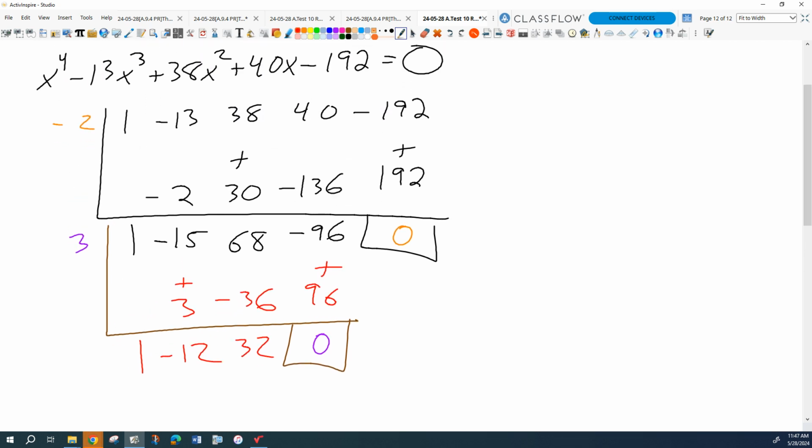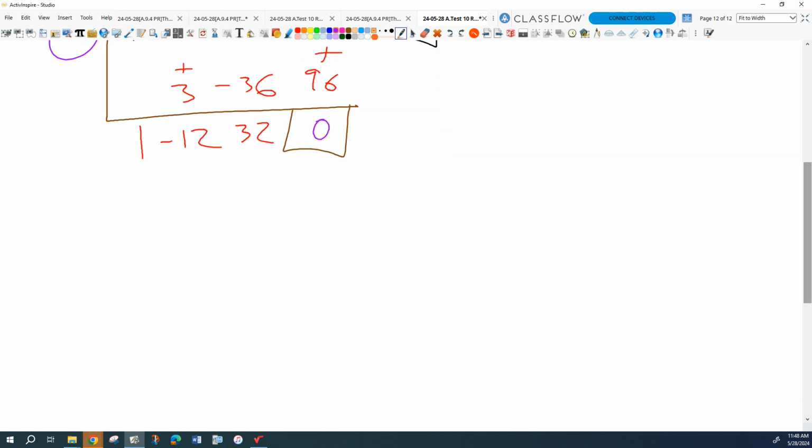I already knew that negative 2 was a solution and 3 was a solution. And now I need my other 2. Where are they going to come from? Yeah, because I've got a quadratic factor. I need to set that equal to 0. Well, isn't that just telling me x squared minus 12x plus 32 equals 0? I just need to solve that equation, right?